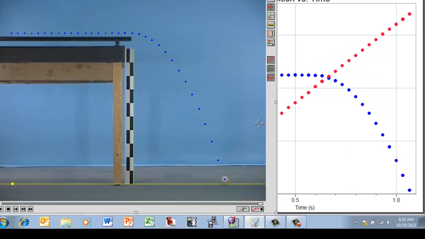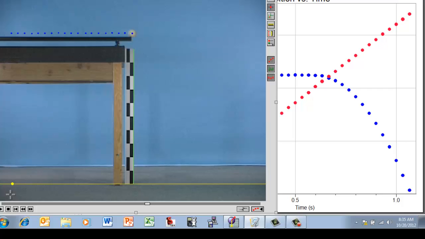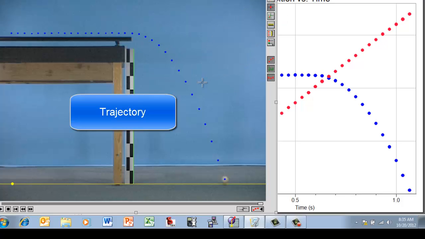Alright, so now just watch the movie again, and this time you can watch the motion of the ball, and we're going to learn that this shape should look familiar. This looks like half of a parabola, and that is the shape of any projectile. It is parabolic. The name for the shape is called the trajectory, and all projectiles have a parabolic trajectory if they're under no wind resistance, only gravity's influence.